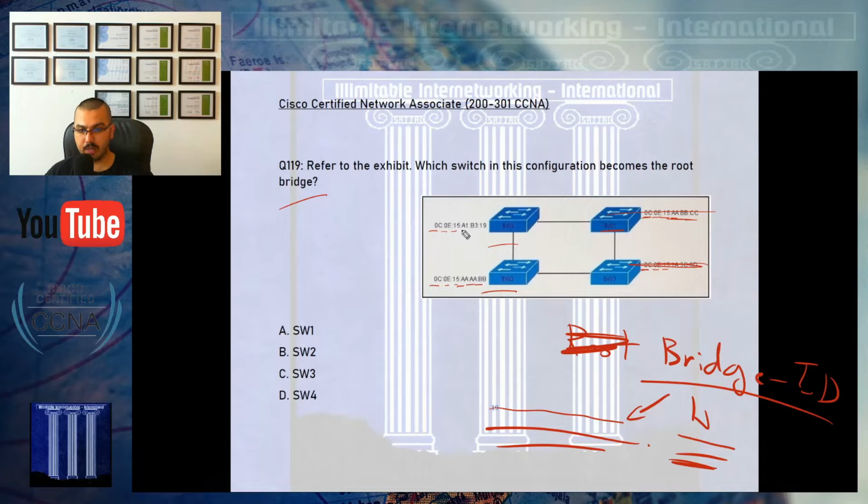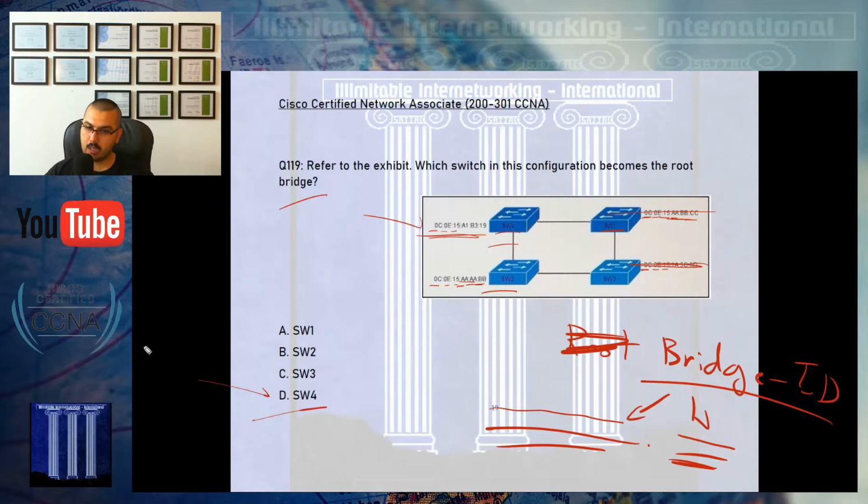AA is much bigger than A1. So this part is winning. AA is smaller than B3. And there is a 19 which is much smaller than BB. So this one is bigger here, a bit smaller here, but this one is much smaller. So this one will win, and that makes it switch 4. Yep, that should be it.